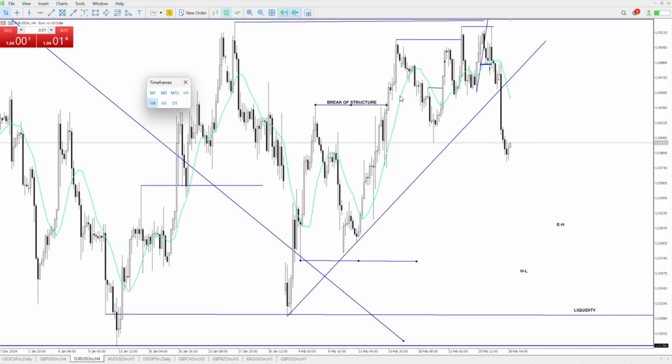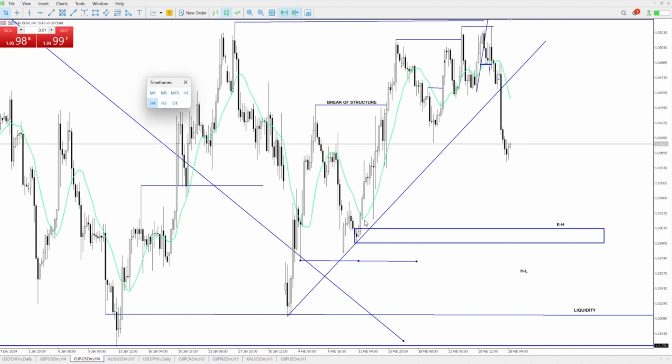Now, there is a breakout structure from this point, and the next thing we do is trace back the origin of this breakout structure. Where does this move originate? This is a wave, so it came all the way from here, and at this point you can notice that we have an order block. So this is an order block. We have an order block here on the 4 hour time frame.